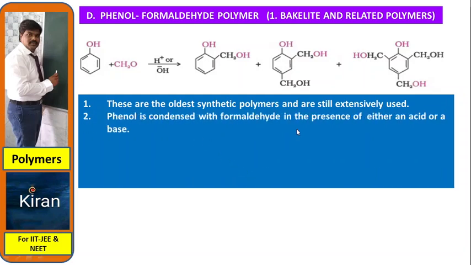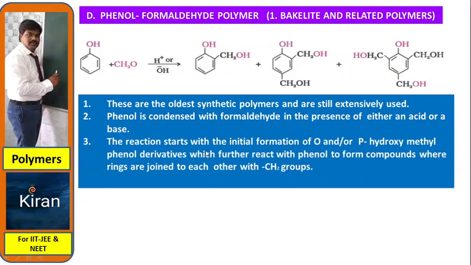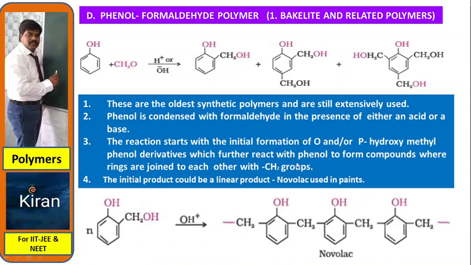Phenol is condensed with formaldehyde in the presence of either acid or base. The reaction starts with an initial formation of ortho or parahydroxymethyl phenol derivatives, which further react with phenol to form compounds where the rings are joined to each other with CH2 groups. The initial product could be a linear product, that is Novolac, which is used in paints. See here, Novolac. So this type of formation will be obtained in the first step.